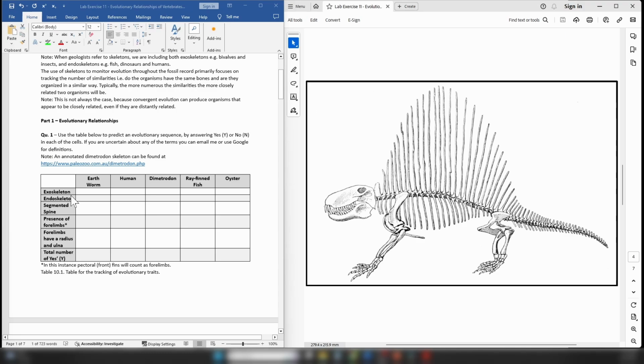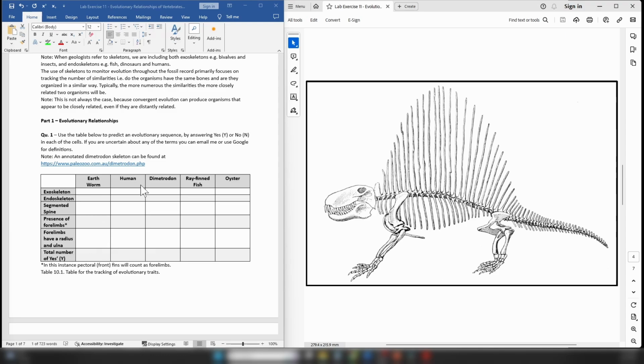So as you can see, we then have a number of similarities which we will be looking for. Do these organisms have an exoskeleton, an endoskeleton? Do they have a segmented spine? So is it split into vertebrae? Do they have the presence of forelimbs? And there is an asterisk there, so I note down at the bottom here, pectoral, so front fins on animals like fish are considered to be forelimbs in this instance. We have, do the forelimbs have a radius and an ulna? And then for the final thing is, what's the total number of yeses?